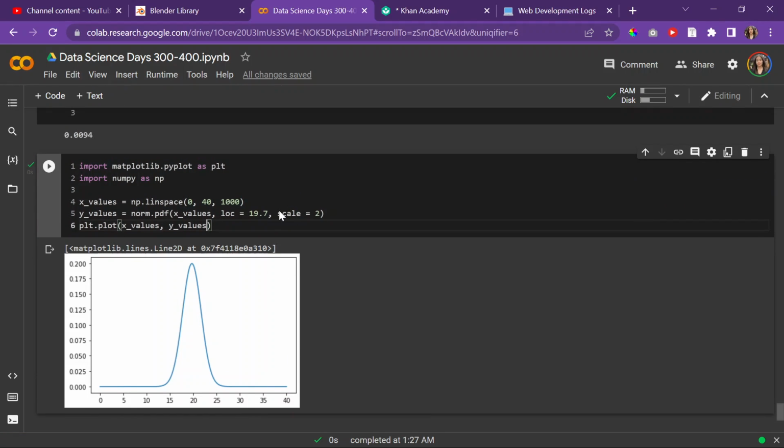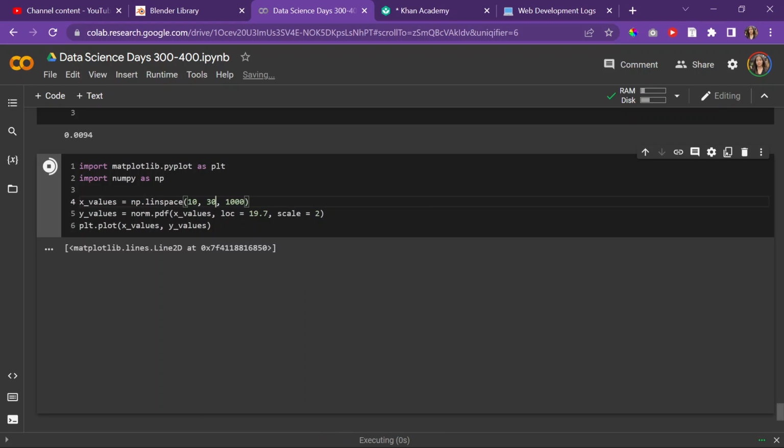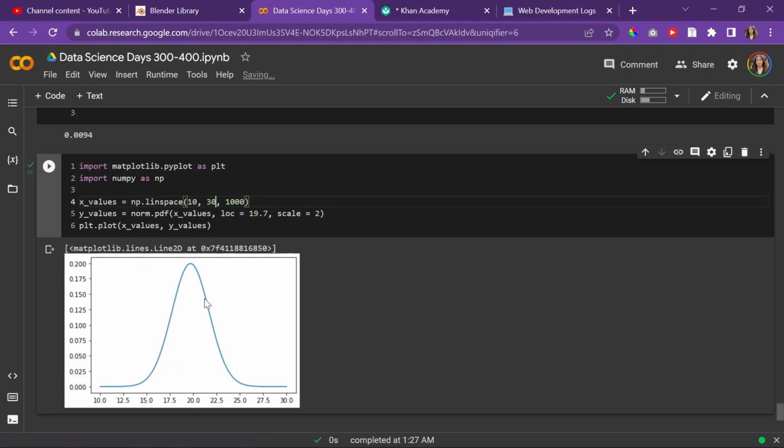Now, if I wanted it to look nicer, I could play around with these values, maybe make this 10 and maybe make this one 30. Something like that. So that looks a little bit nicer.